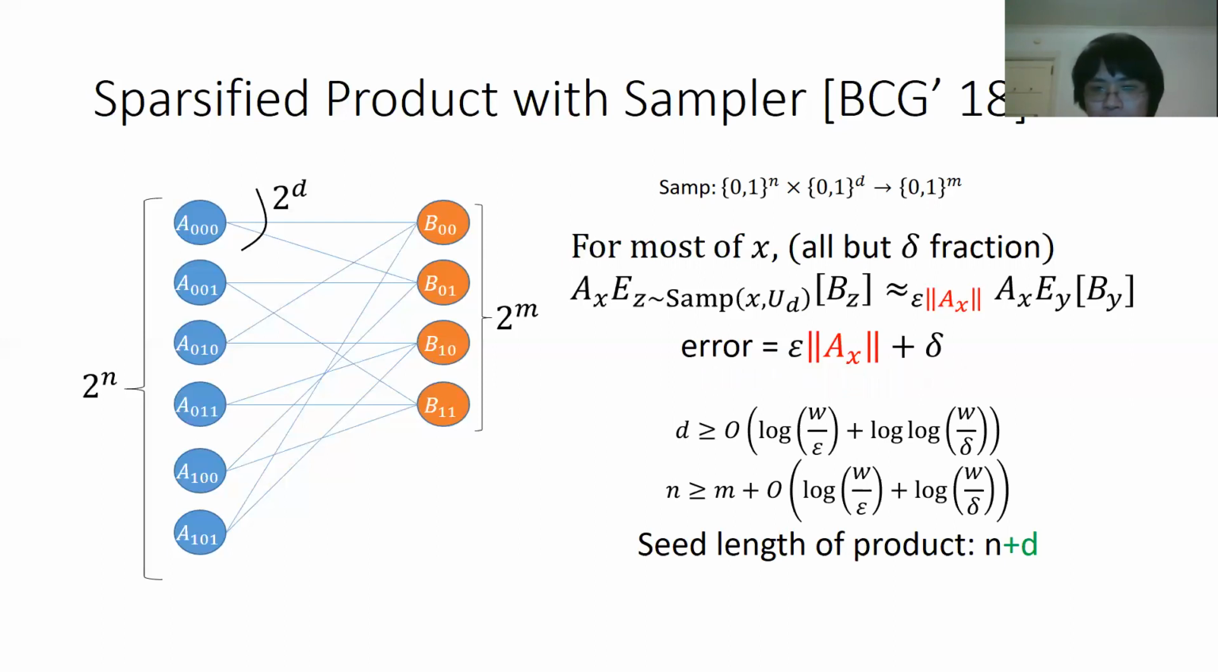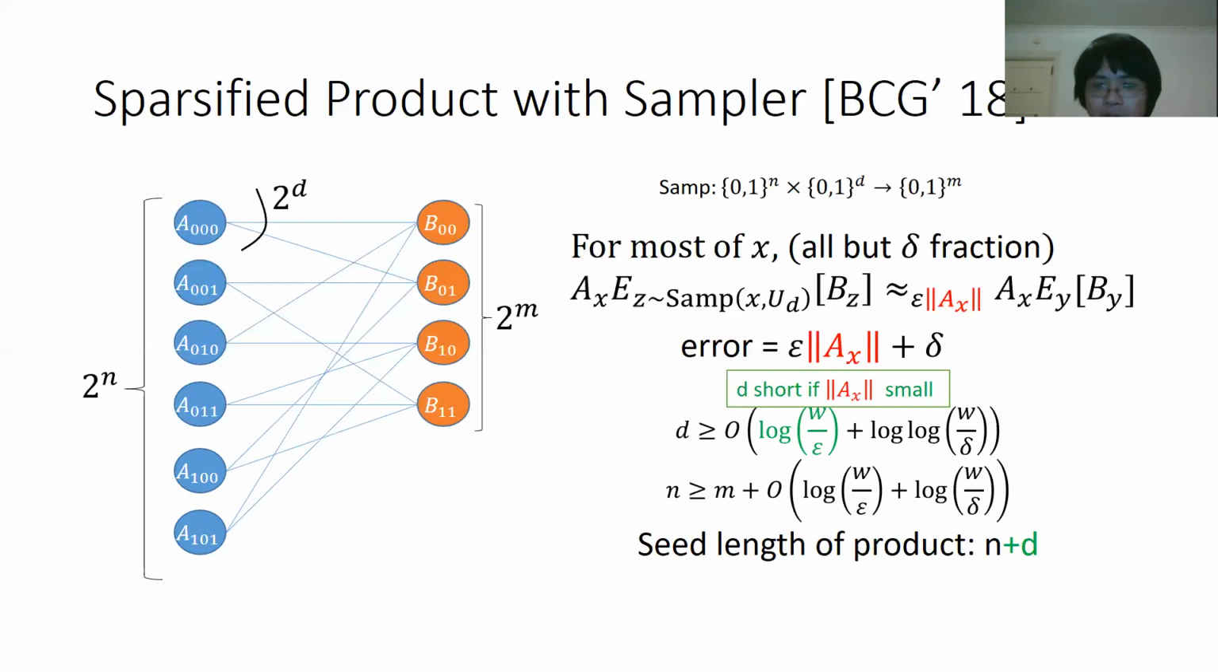And if we have matrices such that AX has a very small norm, then we don't need the epsilon to be as small as in the case that AX doesn't have small norm. So now we know that this epsilon is the dominating term in the increase of C length d. Therefore, the increase of C length will be short if AX has small norm.